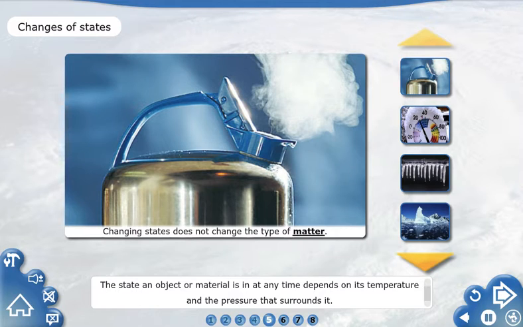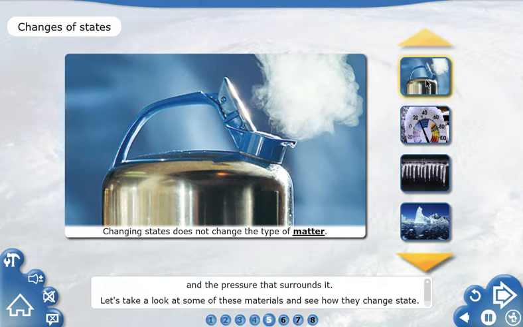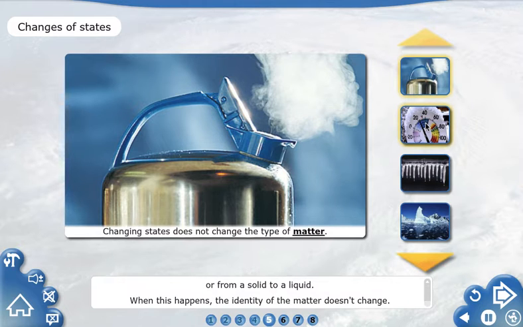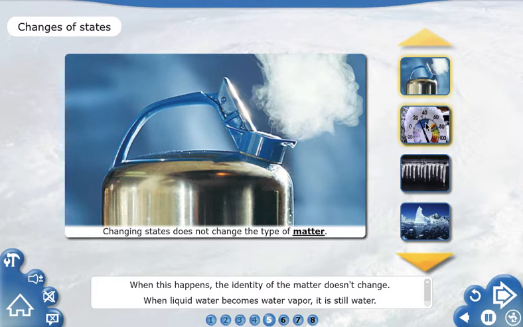The state an object or material is in at any time depends on its temperature and the pressure that surrounds it. Let's take a look at some of these materials and see how they change state. Click an image to see how matter can change from one state to another, such as from a liquid to a gas, or from a solid to a liquid. When this happens, the identity of the matter doesn't change. When liquid water becomes water vapor, it is still water.